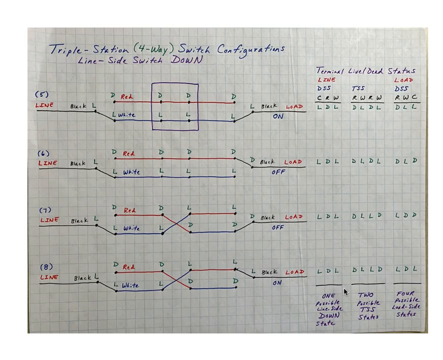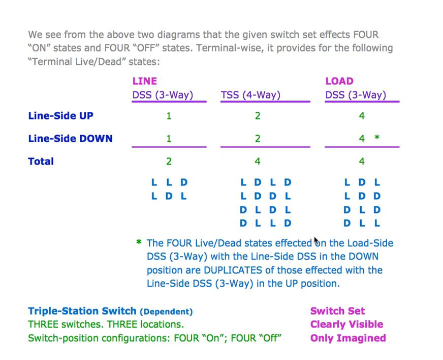But you see mainly here is you have all these different possibilities on the different respective switches. All right, your live dead states are different for each switch. In other words, there's only one possibility here, two here, and four here. All right, so keep that in mind when we consider naming. All right, we see from the above two diagrams that the given switch set affects four on states and four off states. Terminal-wise, it provides for the following terminal live dead states, which we just talked about. And you see what they are listed neatly. You can study this on your own.